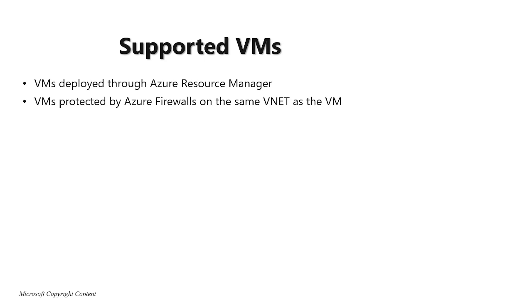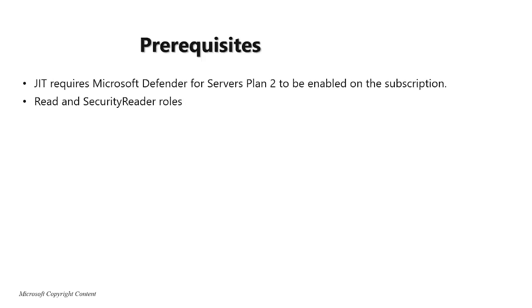We have VMs deployed through Azure Resource Manager, and VMs protected by Azure Firewall on the same VNet as the VM. Now, prerequisites. Just in time requires Microsoft Defender for Servers Plan 2 to be enabled on the subscription, which means this plan has to be enabled on your subscription. If you are the owner, you can enable it on that subscription before you can start making use of it. And the permissions you require are the read and security reader permissions.